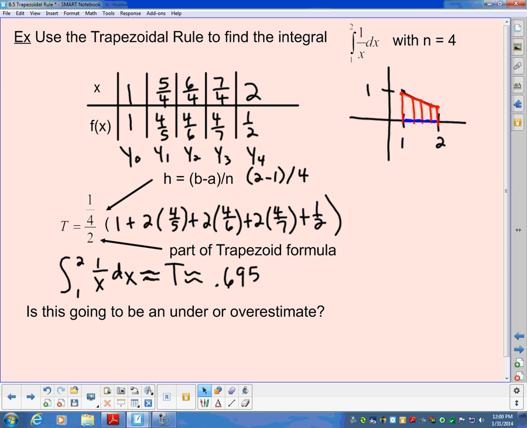Okay, was this going to be an under or an overestimate in this case? Under, yes, it will be an underestimate. Well, these are lines, and this is a curve. Well, actually, no, it's not going to be an underestimate. It looks like it from my picture. But that thing's concave up. It's not an underestimate. My trapezoidal rule will be an overestimate, yeah.